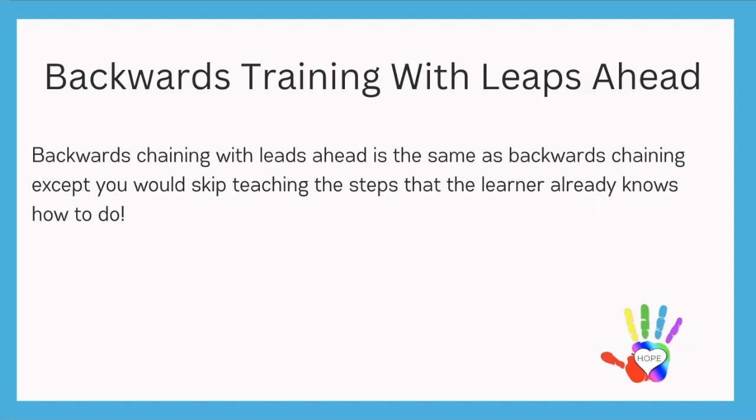Now, an alternative to doing backwards chaining or forwards chaining would be total task presentation. You're going to do a total task presentation when you really don't need to teach the steps individually. Typically, this is going to be for children that can pick up skills easily, and you think you can really just model the skill and teach it as you go. If a child can't do that, the next best thing to make it take less time would be to use backwards chaining with leaps ahead.